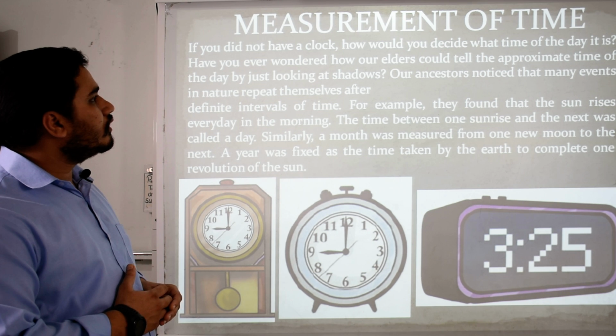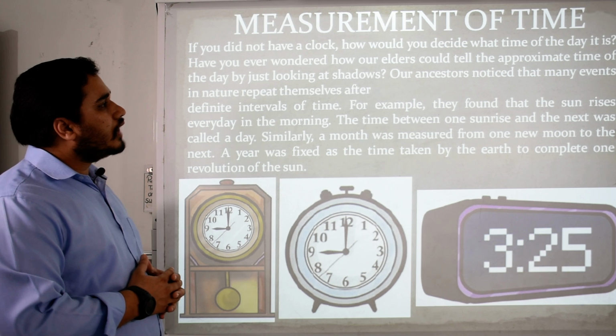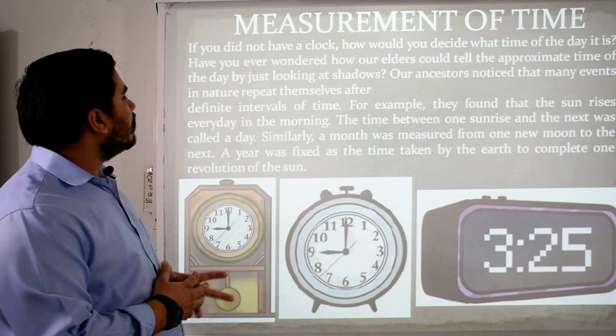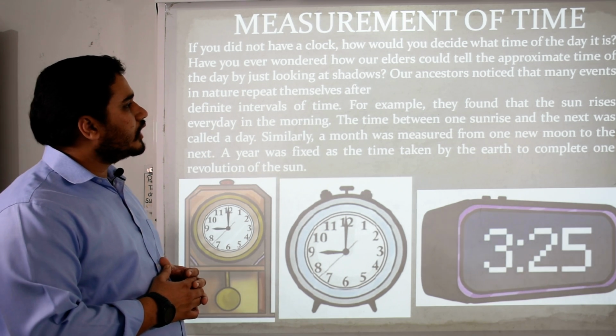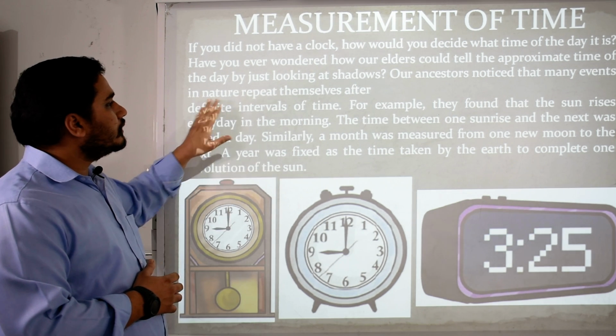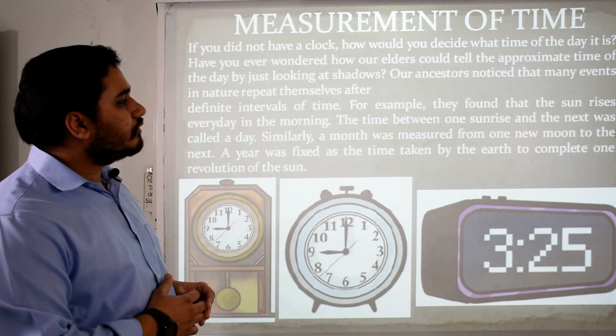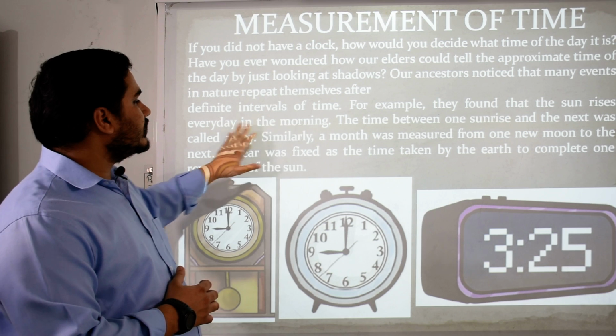If you did not have a clock, how would you decide what time of the day it is? Have you ever wondered how our elders could tell the approximate time of the day by just looking at shadows? Our ancestors noticed that many events in nature repeat themselves after different intervals of time. For example, they found that the sun rises every day in the morning.